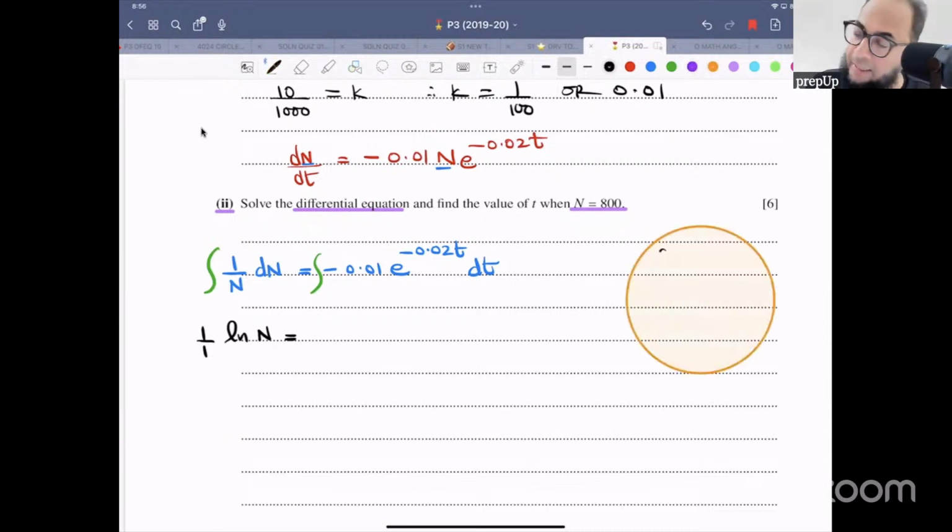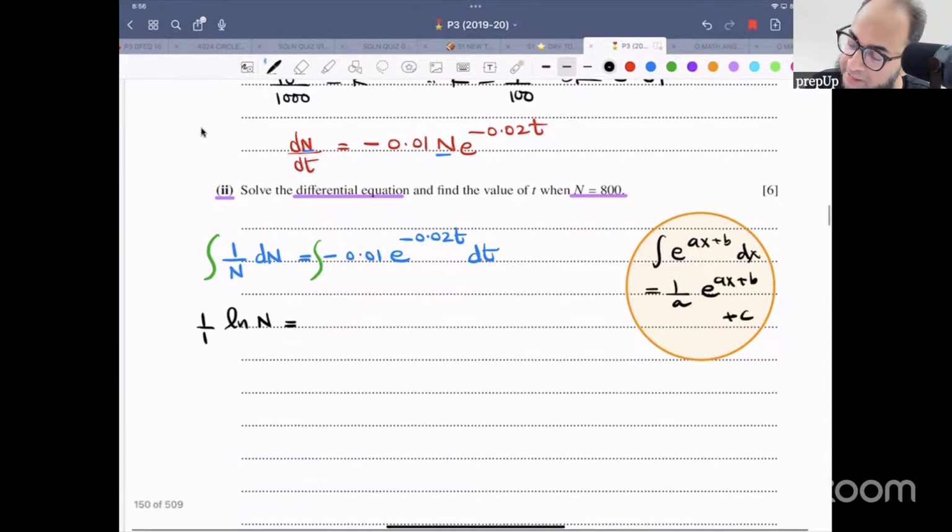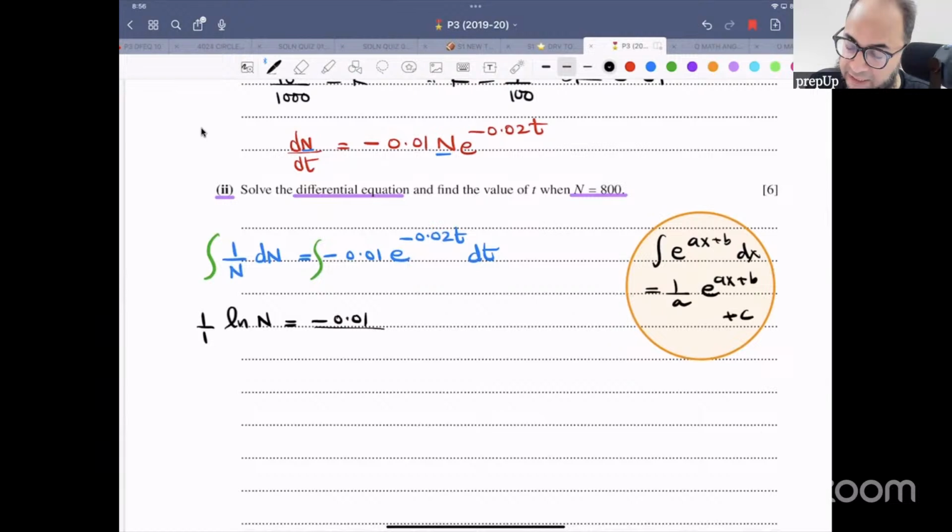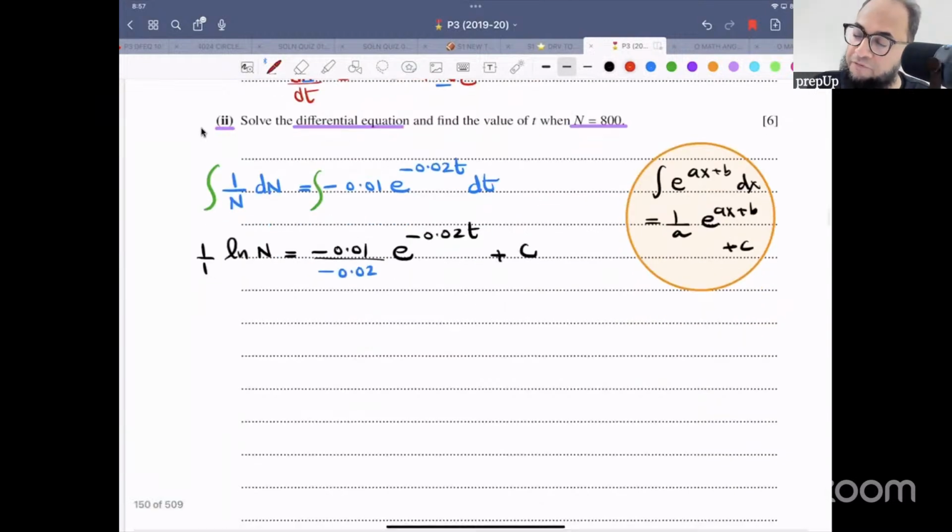The integral of e raised to the power of ax plus b dx is 1 over a times e raised to the power of ax plus b, plus c. So this is negative 0.01 divided by the derivative of the bracket, that is negative 0.02, and this is e raised to the power of negative 0.02t plus a constant of integration c. First of all, this negative cancels out. This comes out to be half, e raised to the power of negative 0.02t plus a constant of integration c, and this is ln n.